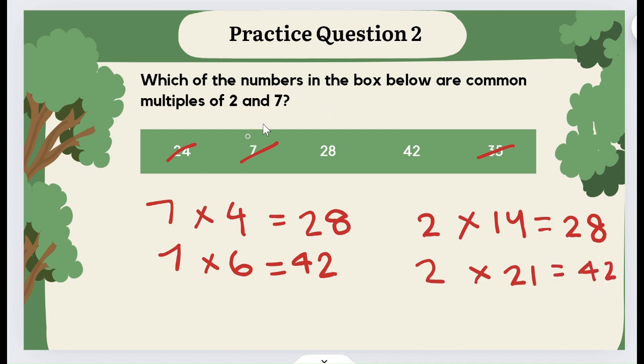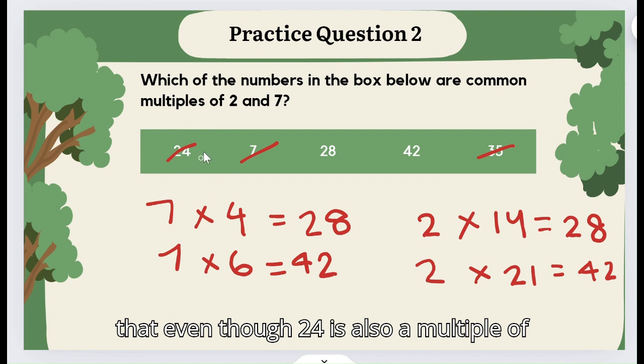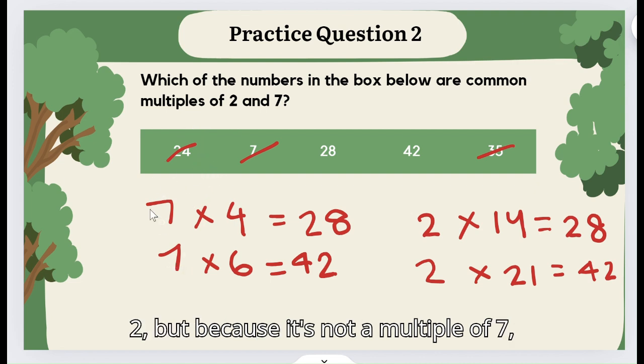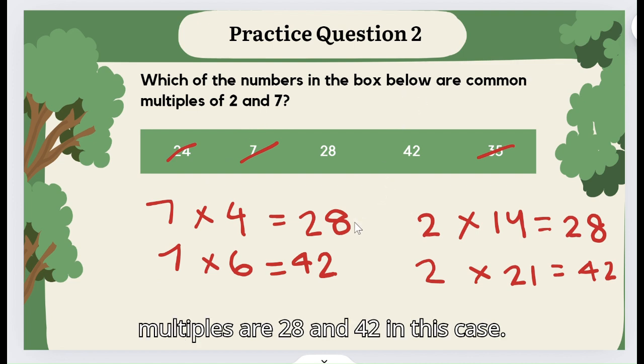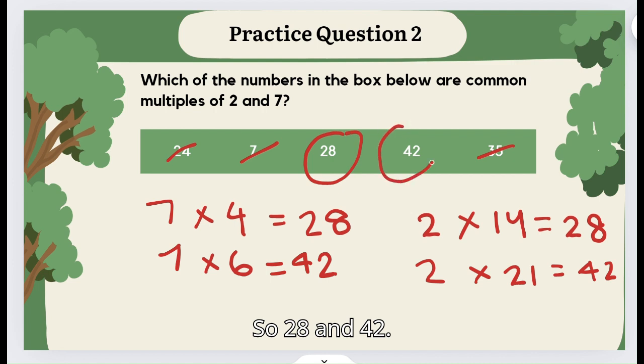So that means that even though 24 is also a multiple of 2, because it's not a multiple of 7, that is not a common multiple. The common multiples are 28 and 42 in this case. So 28 and 42.